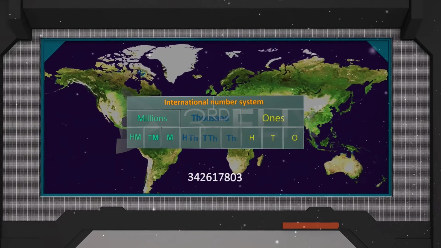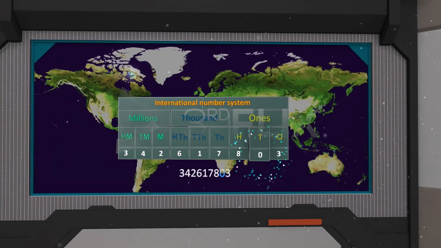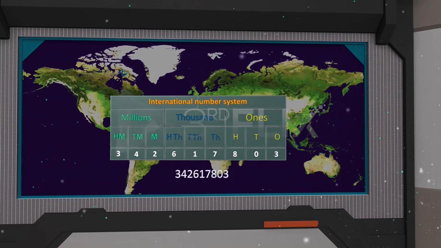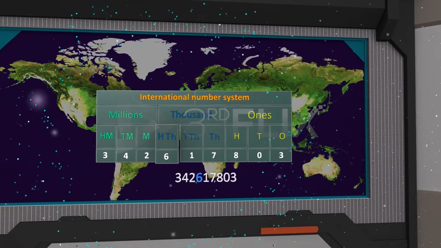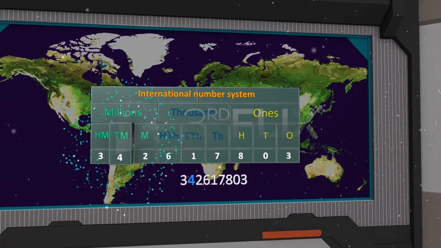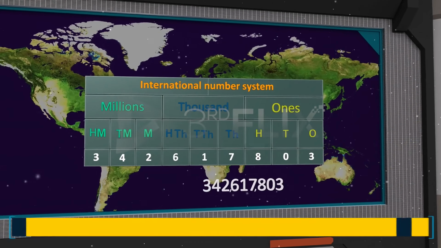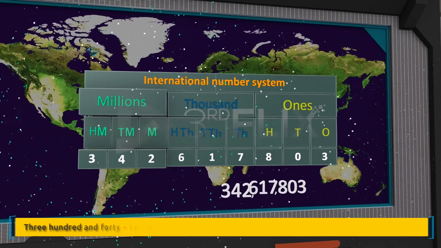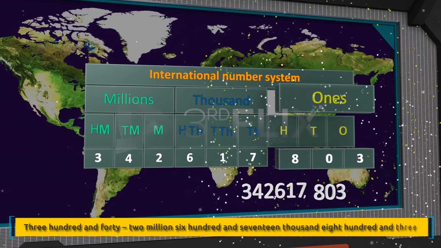Now let us read the number in the international system. Let us place the digits in the place value chart. 3 ones, 0 tens, 8 hundreds, 7 thousands, 1 10,000, 6 hundred thousands, 2 millions, 4 10 millions and 3 100 millions. We can read it as 342,617,803.